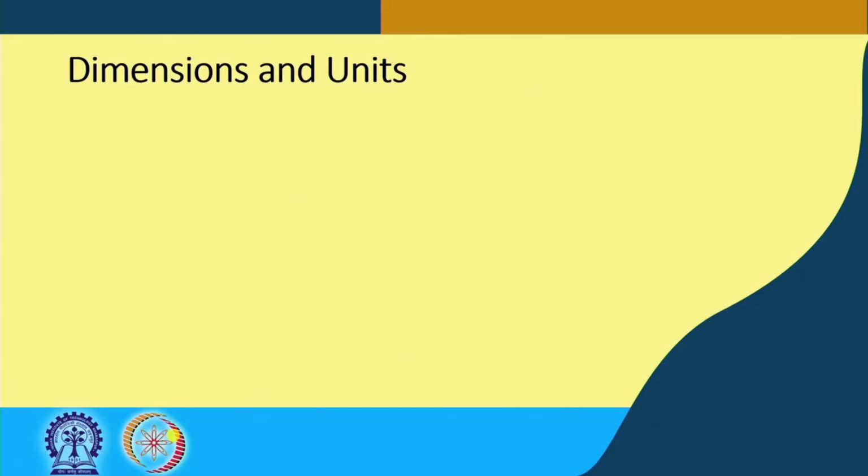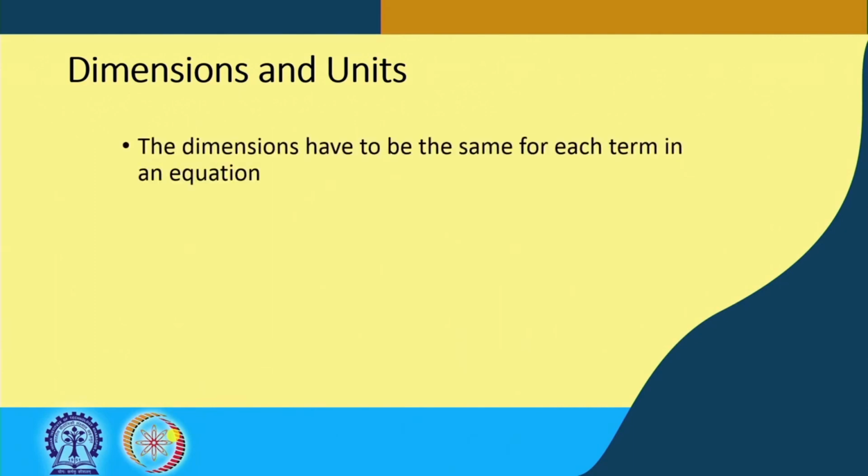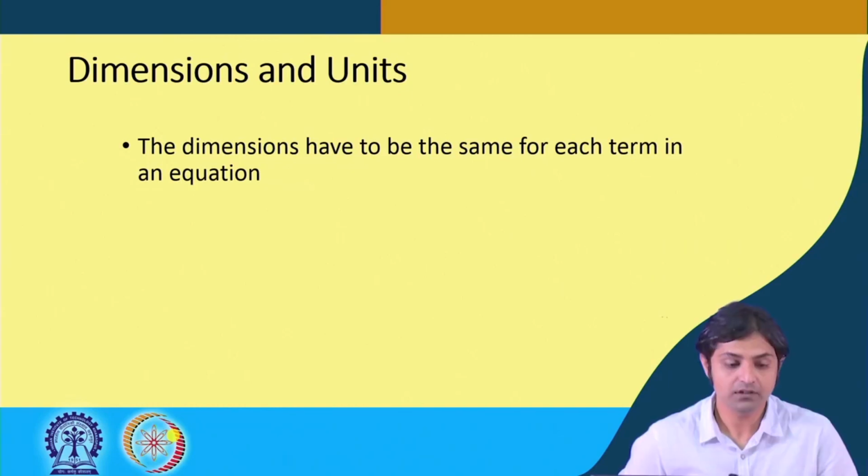So to start, one of the most basic things that we need to know about the properties are the dimensions and units. As you have already read before in your class 10th and 12th, the dimensions of each term on the two sides of an equation have to be the same. That is the most important requirement for dimensional analysis.